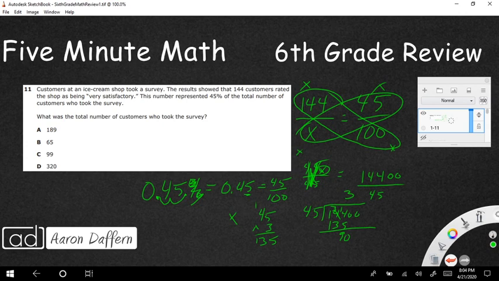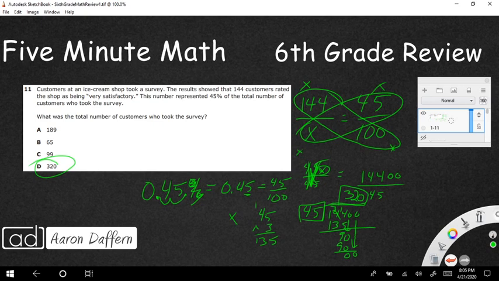Oh, that's nice and easy. 45 goes into 90 twice. So that's 90. We need to keep up with our zeros. We've got one zero left, so it's going to be 320. So 45 goes into 14,400, 320 times. That is our answer right there.